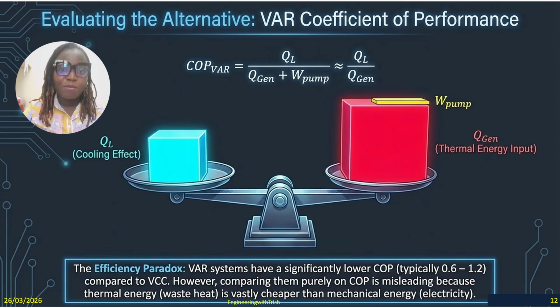Now, absorption systems have lower COP compared to the vapor compression system. Why? Because they use low quality heat and they are also cheaper. And that's the downside to it. I think it's a question I'll ask later, so I don't want to give all the answers.